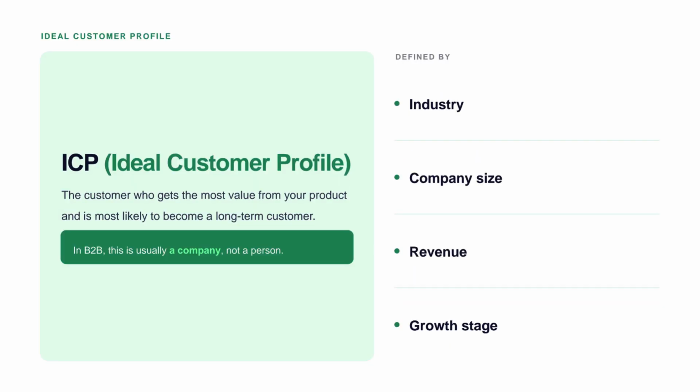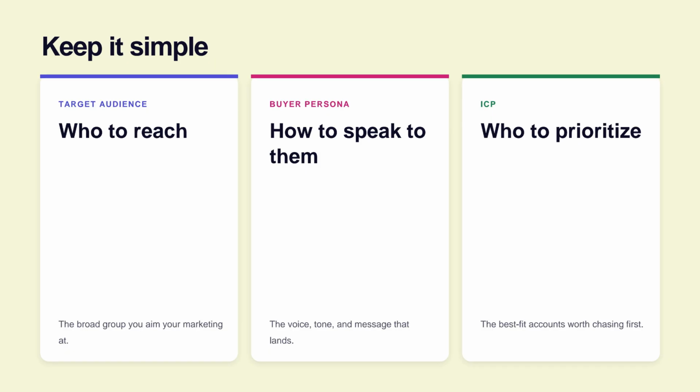Then there's ICP, your ideal customer profile. This is your absolute dream customer, the one who gets the most value from your product and keeps coming back. In B2B, this is usually a type of company, so you look at things like company size, revenue, and industry. So to keep it simple, target audience tells you who to reach. Buyer persona tells you how to speak to them. ICP tells you who you should really focus on.